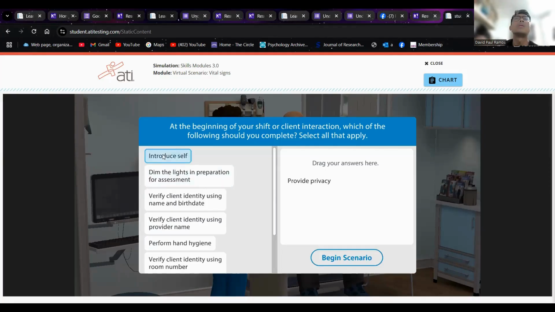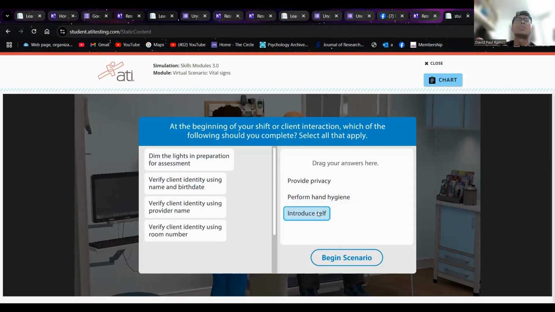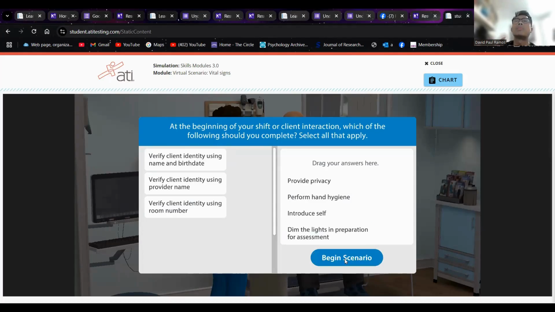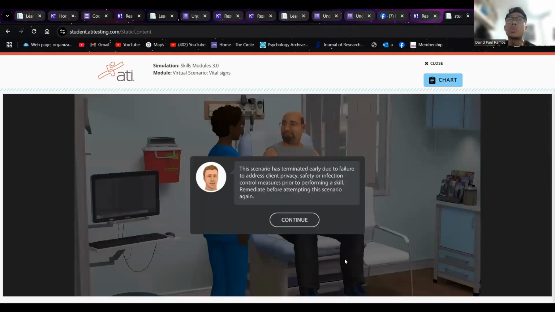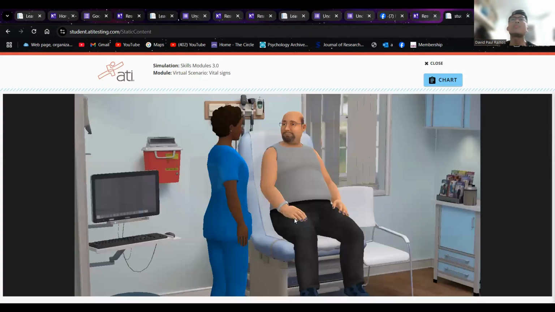So at the beginning of the shift or client interaction, which of the following should we complete? Select all that apply. Should we provide privacy? Perform hand hygiene? Introduce or dim the lights? Let's begin.